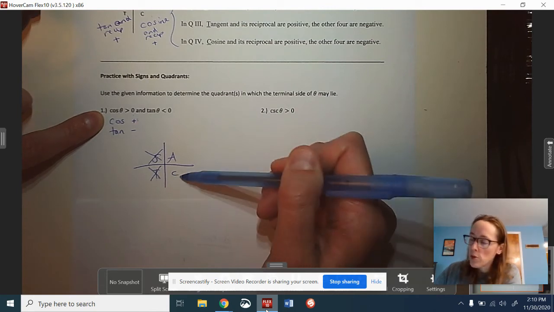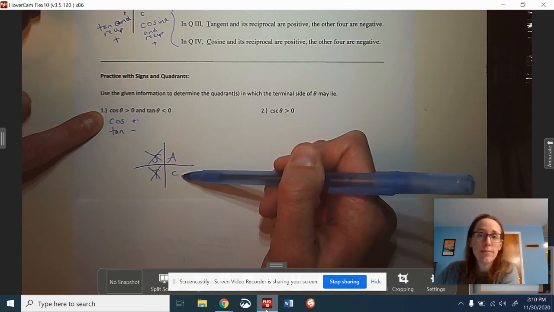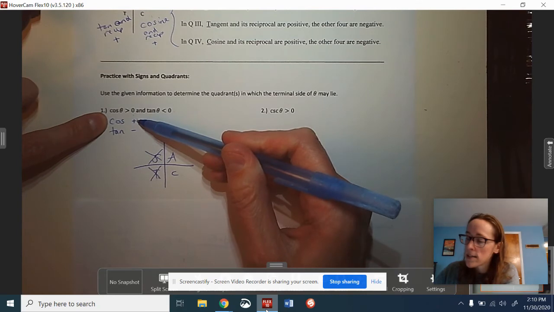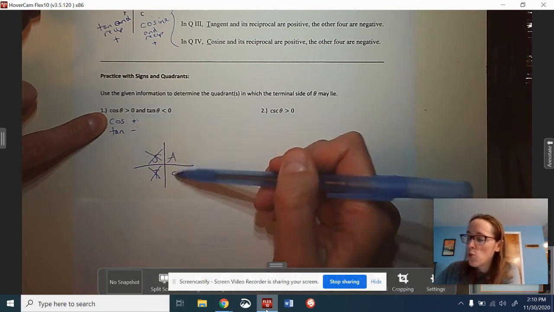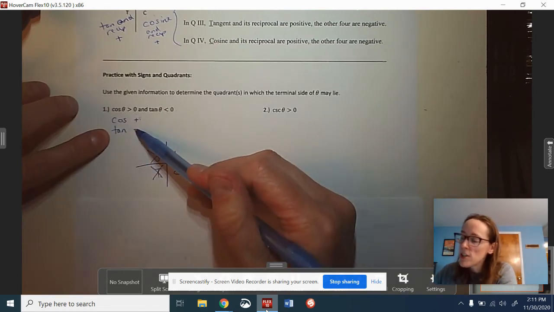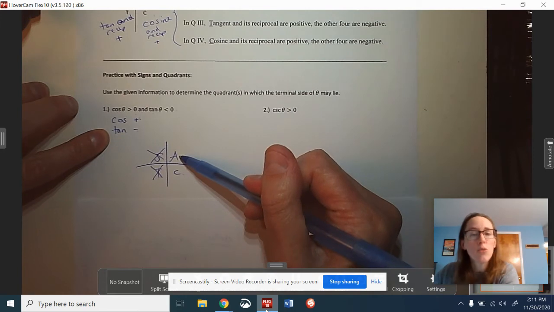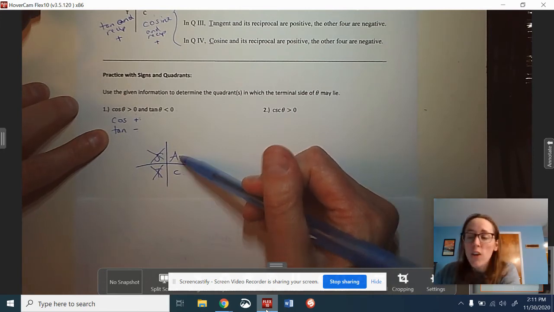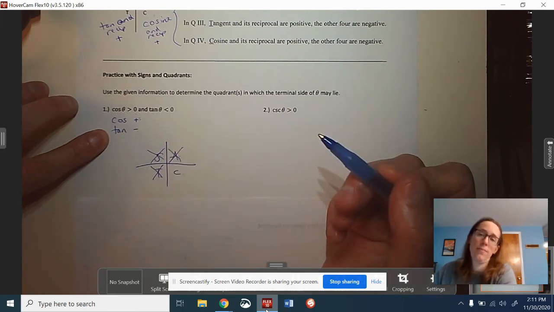Yeah, because in quadrant 4, cosine's positive, and so is its reciprocal secant. Okay, so based on this fact, we've narrowed it down to quadrants 1 and 4. Now, with the quadrants we have remaining, use your other fact. If tangent is negative, could we be in quadrant 1? No, because in quadrant 1, they're all positive.